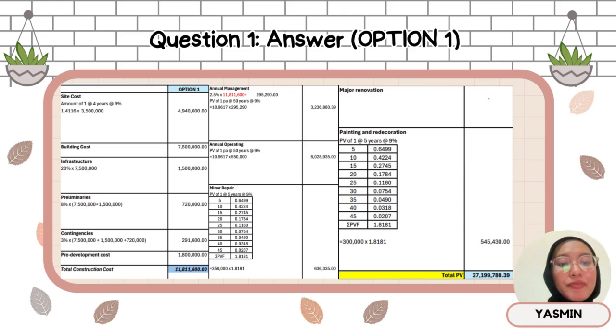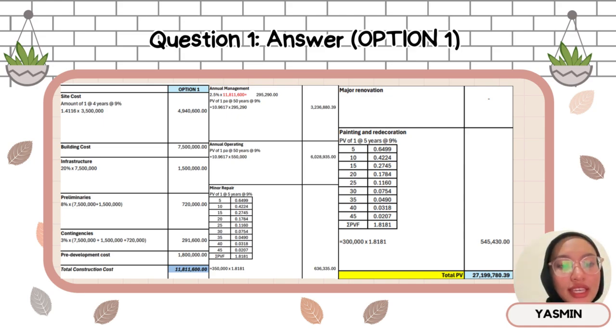Now, for the minor repair, it will be carried out every 5 years. So, we will use PV of 1 at 5 years at 9%, and we will take the years 5, 10, 15, 20, 25, 30, 35, 40, and 45. We won't be taking the 50th year because the economic life for the building is 50 years. Now the total of the PVF is 1.8181, multiplied with 350,000, and we will get the answer for that. There is no major renovation being carried out, so it won't be calculated for option 1.